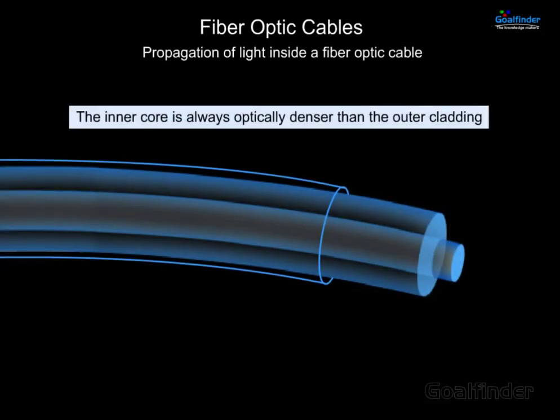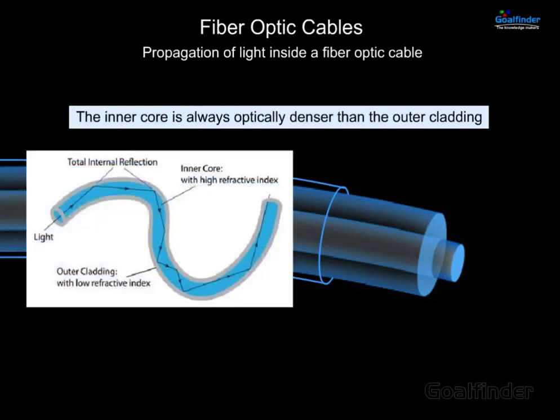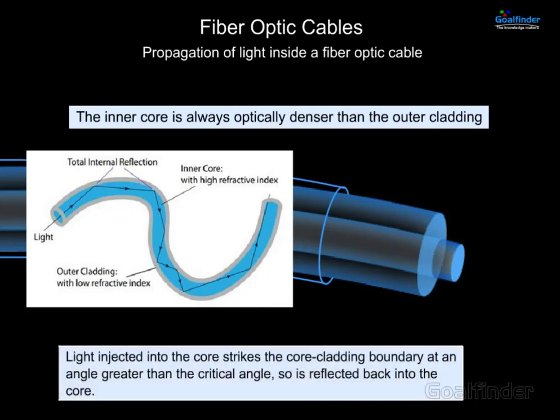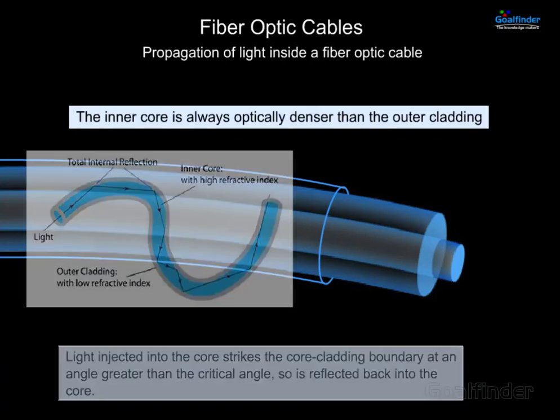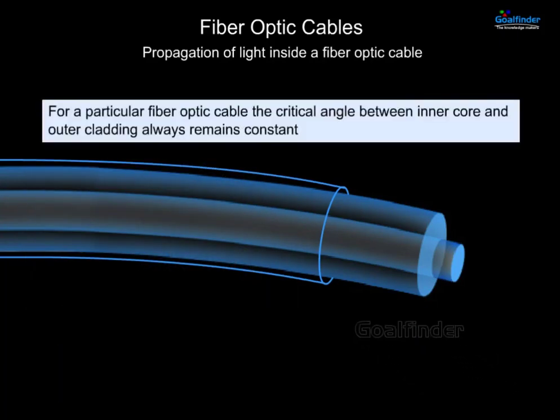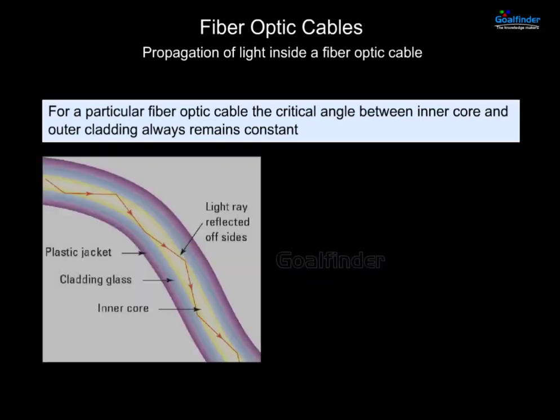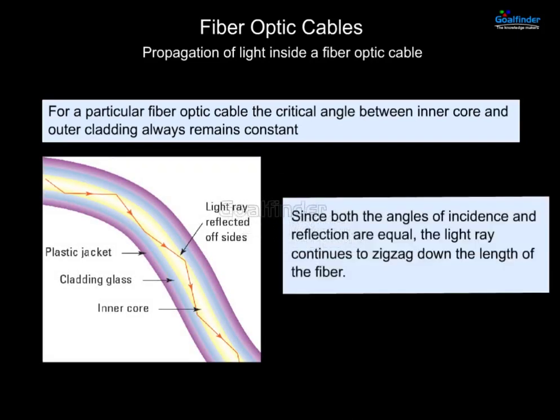Propagation of light inside a fiber optic cable. The inner core is always optically denser than the outer cladding. Light injected into the core strikes the core-cladding boundary at an angle greater than the critical angle, so is reflected back into the core. For a particular fiber optic cable, the critical angle between inner core and outer cladding always remains constant. Since the angles of incidence and reflection are equal, the light ray continues to zigzag down the length of the fiber.